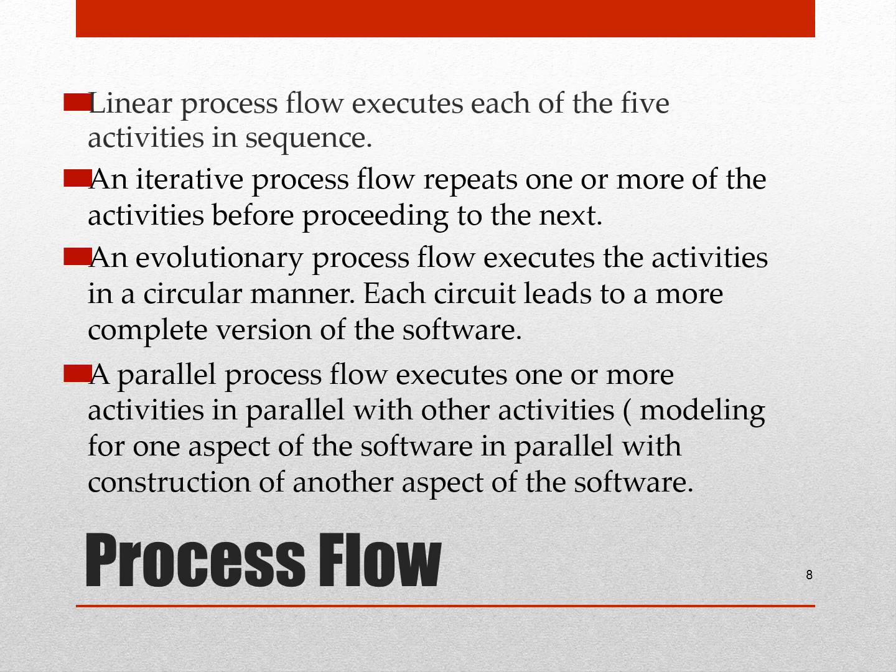Linear process flow executes each of the five activities in sequence. An iterative process flow repeats one or more of the activities before proceeding to the next. An evolutionary process flow executes the activities in a circular manner. Each circuit leads to a more complete version of the software. A parallel process flow executes one or more activities in parallel with other activities, for example modeling for one aspect of the software in parallel with construction of another aspect of the software.